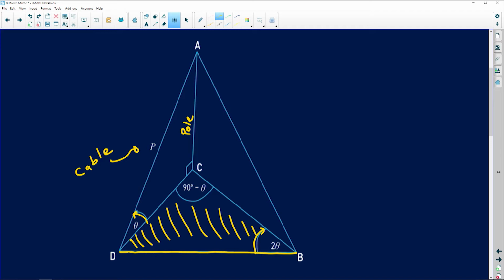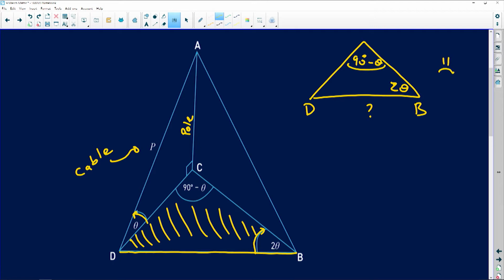But the bad news about that triangle: if I isolate that triangle and draw it on its own here, we are looking for that BD. We see that this is what the examiner is asking. We've got 2 theta here, right? And we've got 90 degrees minus theta. So this triangle, sadly, does not have enough information for us to work out the length of BD.